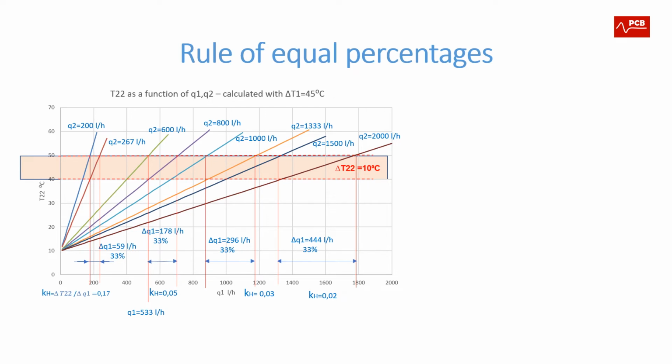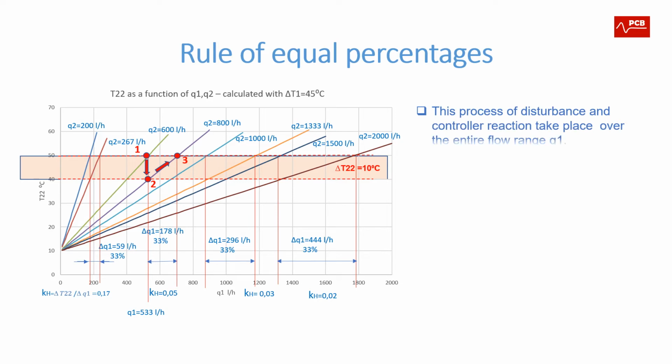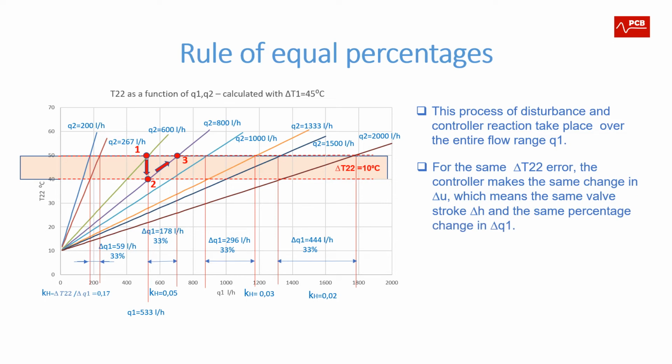So if we make this process of disturbance and reaction of the controller all along the value of primary flow, or in other words, all along the power, then we can see that we always need 33% change of primary flow to eliminate an error of 10 degrees.